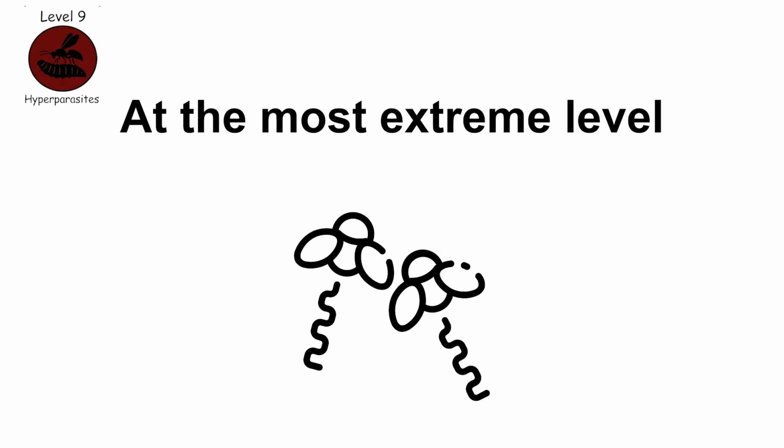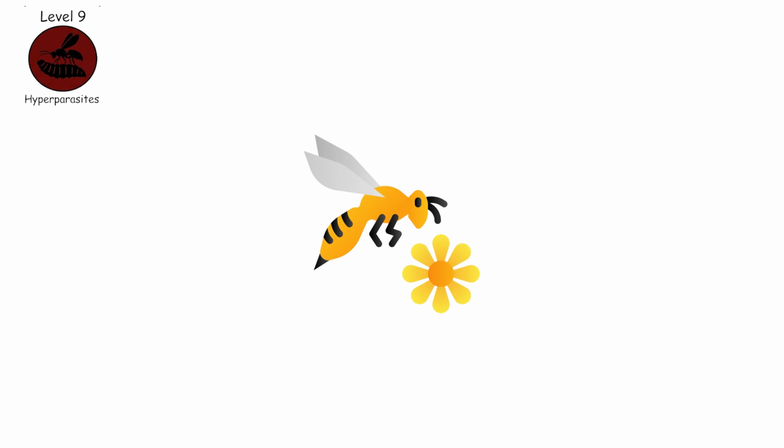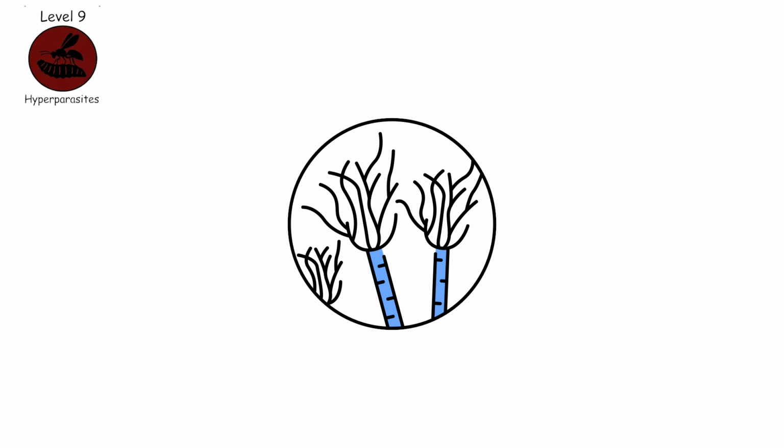At the most extreme level of parasitism are hyperparasites. These are parasites that infect other parasites. In other words, a parasite becomes the host for another parasitic organism. This creates a chain of parasitic relationships where one organism depends on another that is already living off a host.